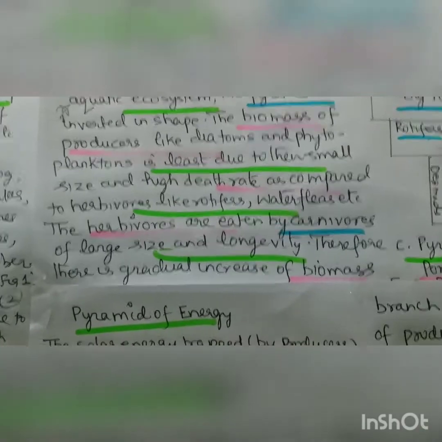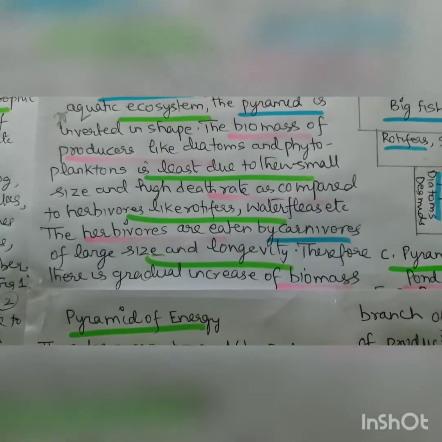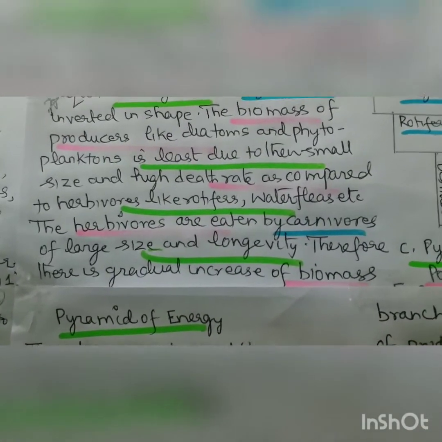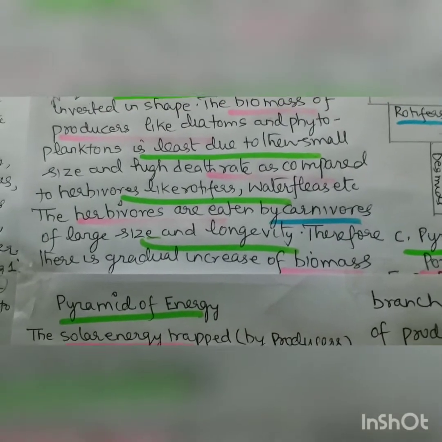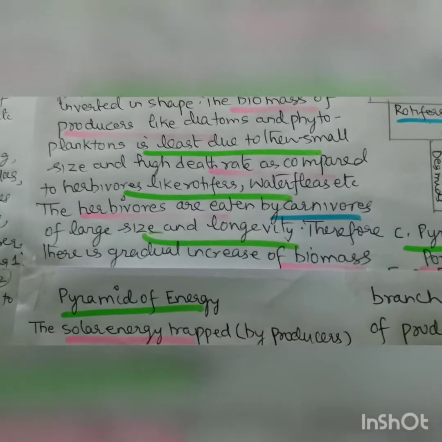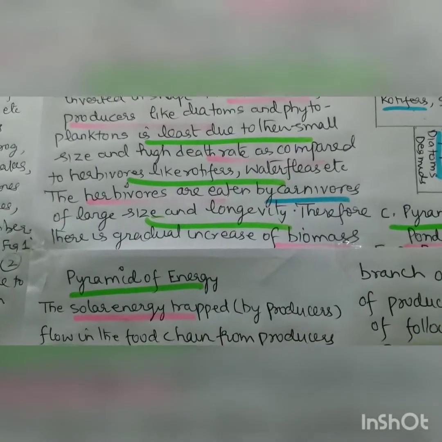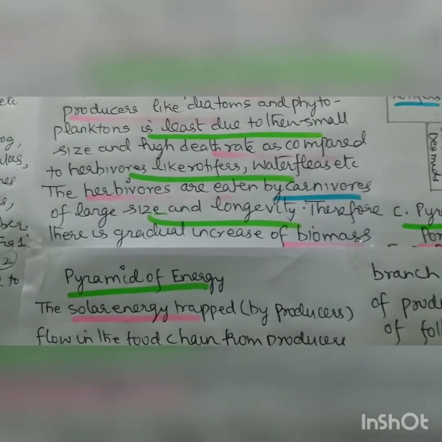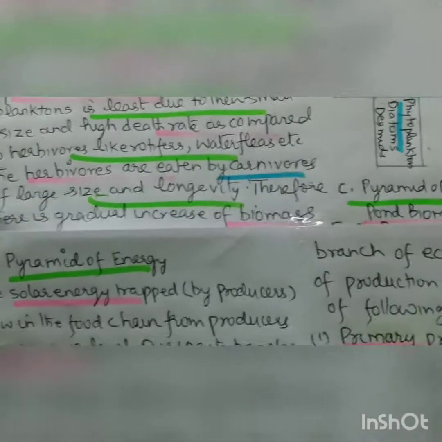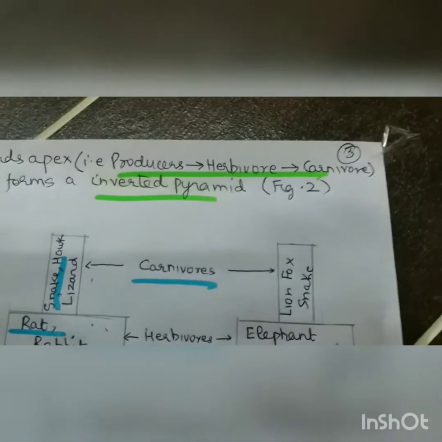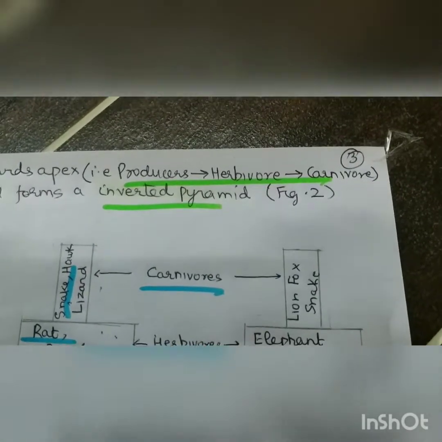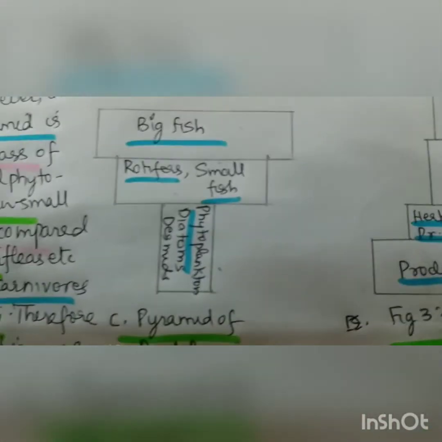So diatoms and phytoplankton are least due to their small size and high death rate as compared to herbivores like rotifers, water fleas, etc. The herbivores are eaten by carnivores of large size and longevity. Therefore, there is a gradual increase of biomass towards the apex, from producers to herbivores to carnivores. That is why the shape is inverted. This one.